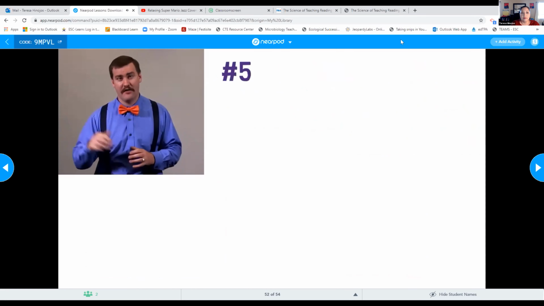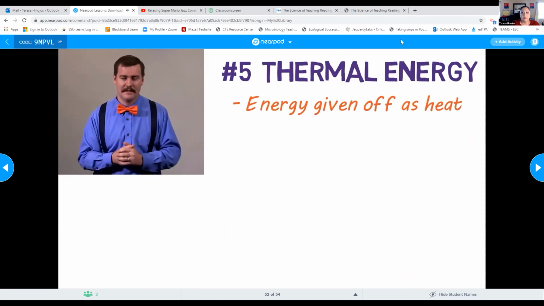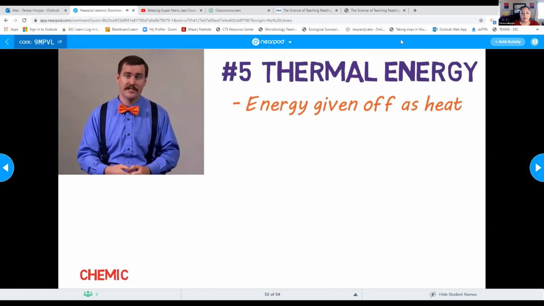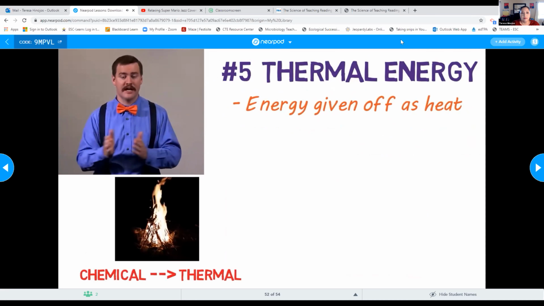And finally, number 5, thermal energy. So this is the energy given off as heat. When you start a campfire, you're breaking chemical bonds in the wood and transferring the chemical energy of those bonds into thermal energy and fire. Right? Friction is another example.